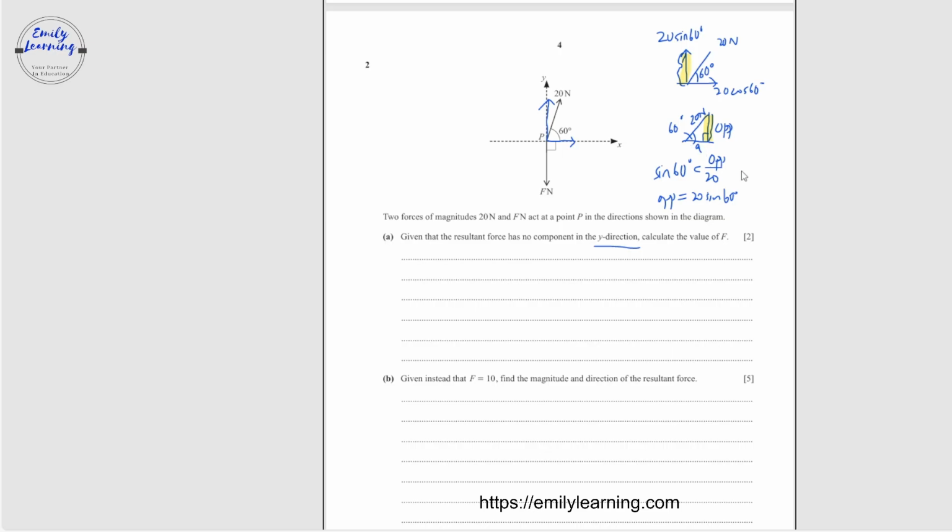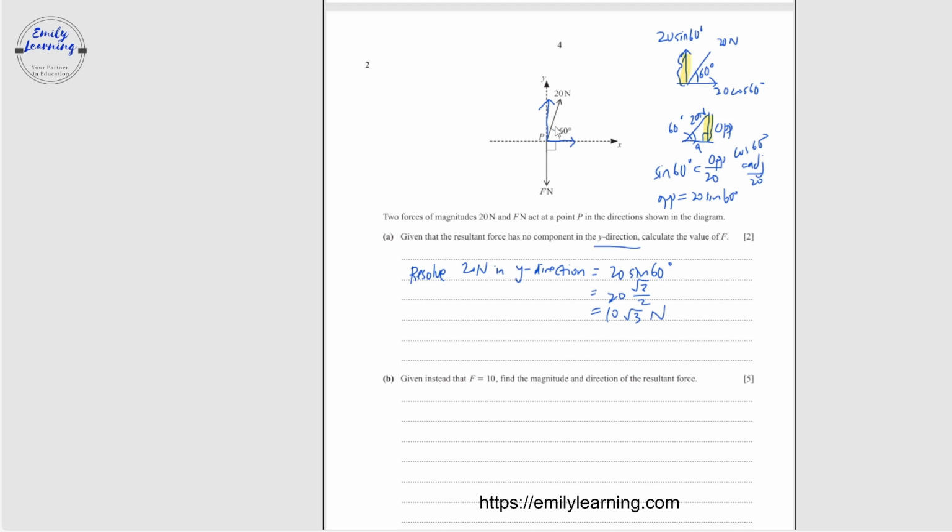Okay, then this adjacent, which we do not need for this question, over the hypotenuse is equal to cosine 60 degrees. All right, so coming back to this question here, we want the vertical component, or we want to resolve this 20 newtons in the y direction. So resolving 20 newtons in the y direction, you will have 20 sine 60 degrees. So it is basically 20 times root 3 over 2, or 10 root 3 newtons.